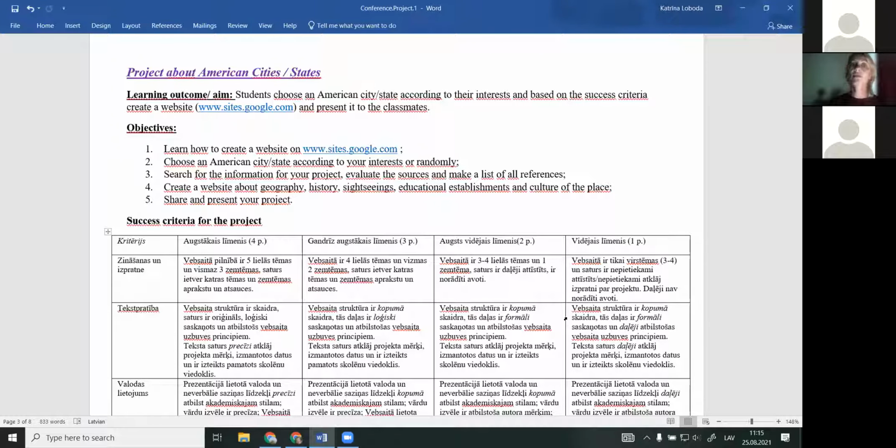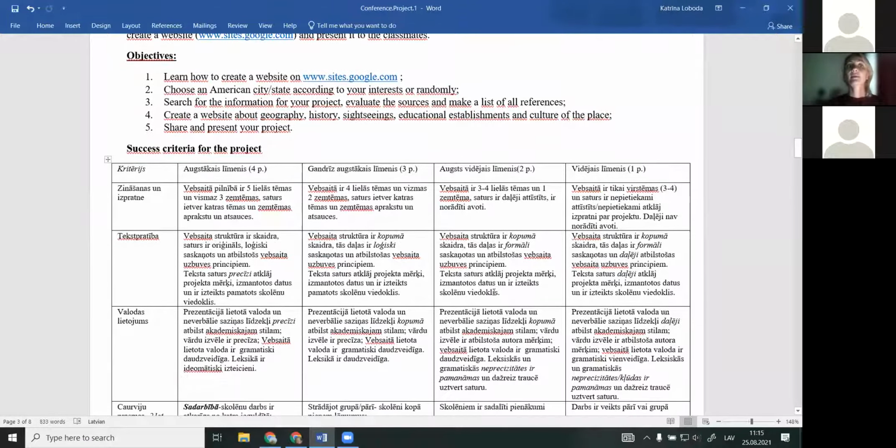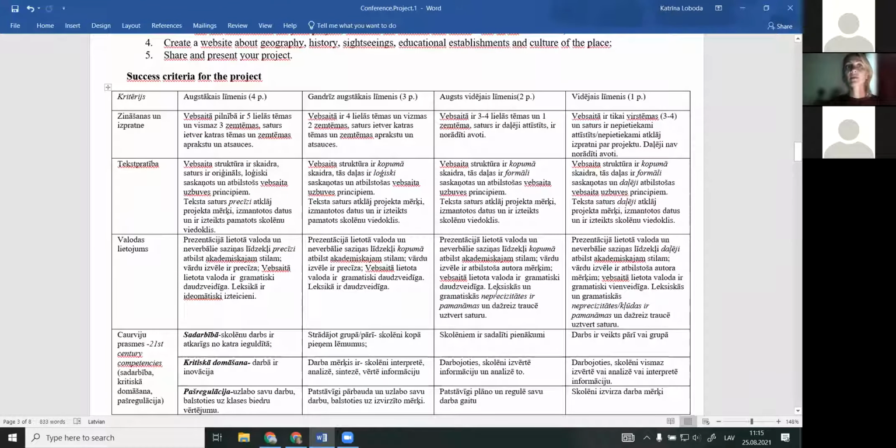So there should be geographical and historical information, materials, sightseeings, educational establishments, and culture, for example, a cultural event or a festival, which is typical for this city or state. And finally, students will share and present their project. So students will be introduced with the success criteria in advance.